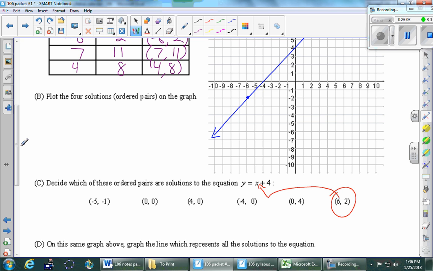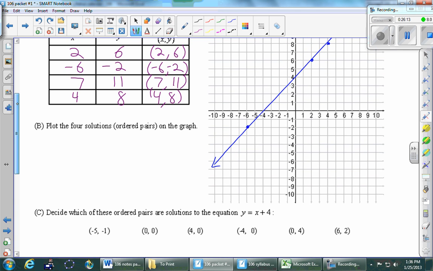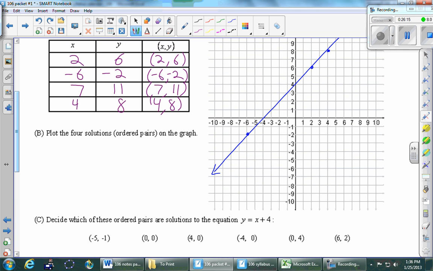But I want to really think about getting information from the graph. So let's look at the graph, and let's look at the point 6, 2. So the point 6, 2 is right here.